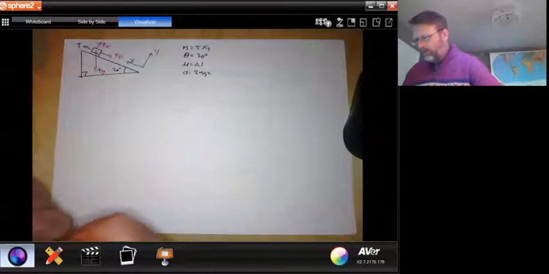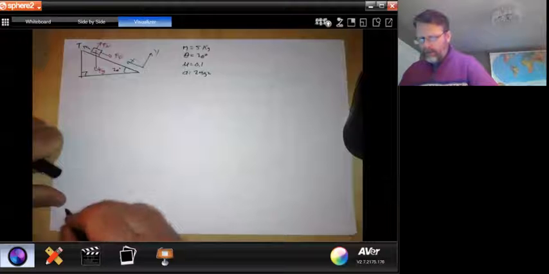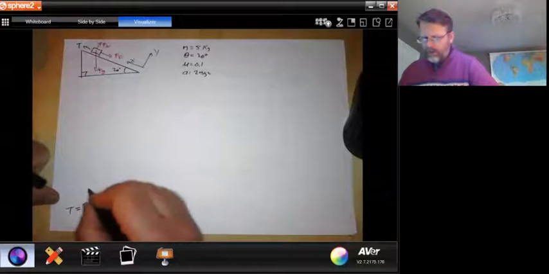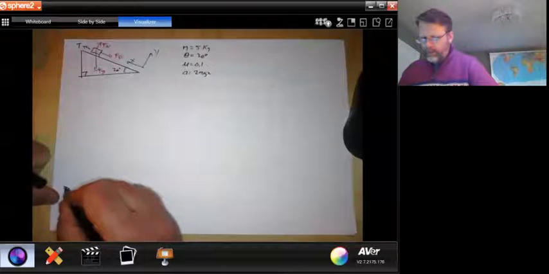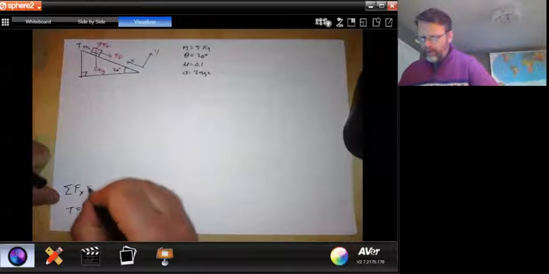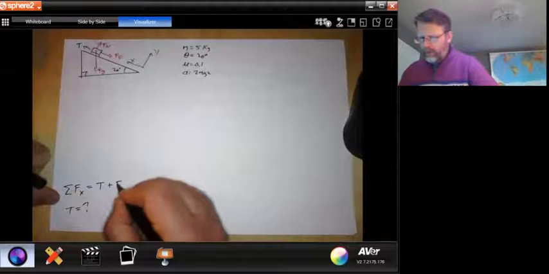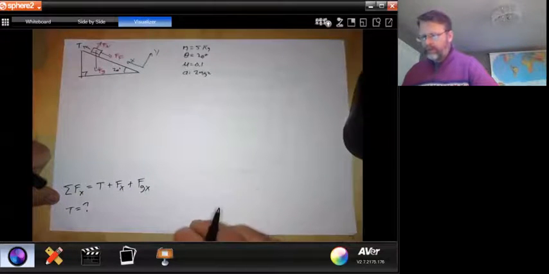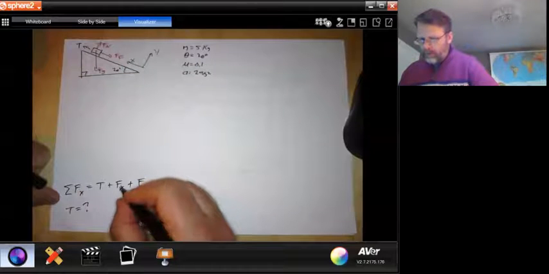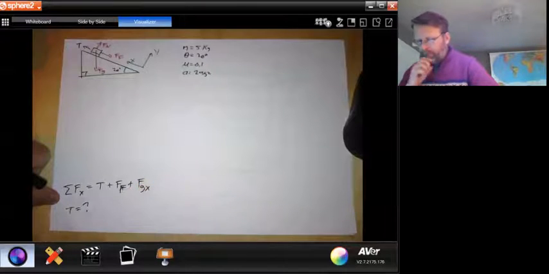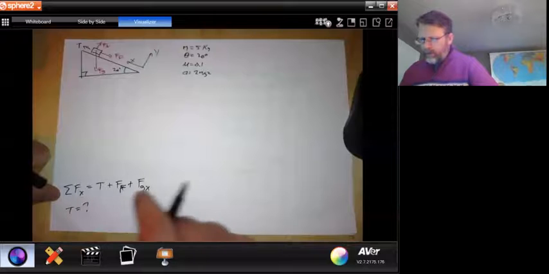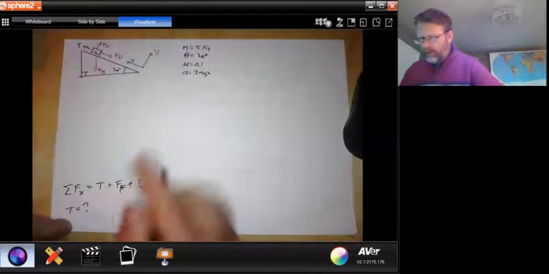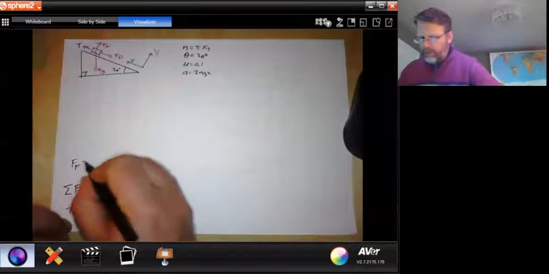Okay, so again, I like to start at the bottom here. I know I want to find tension, and tension is a force in the x. So I'm going to have tension, force of friction, plus the force of gravity in the x. This is supposed to be force of friction. We know this one, we're looking for that one, we don't know this one yet. So how do we find the force of friction?